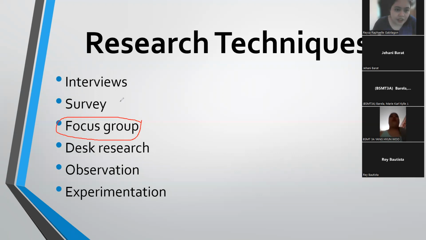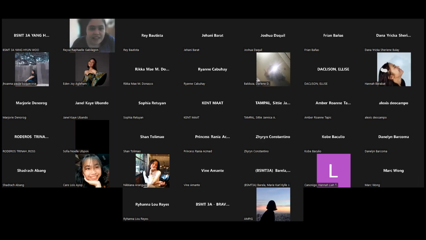Okay? For quantitative, you can do survey, you can do experimentation. For observation, this can be both quali and quanti, since you can observe and have linguistic data, or you can observe in the laboratory and have numerical data. And then desk research, ito yung ginagawa nyo ngayon, especially if you are going to make your background of the study. Desk research. Ito yung ginagawa talaga natin pag nagre-research tayo for references. Desk research. Okay? So that ends the chapter 2.